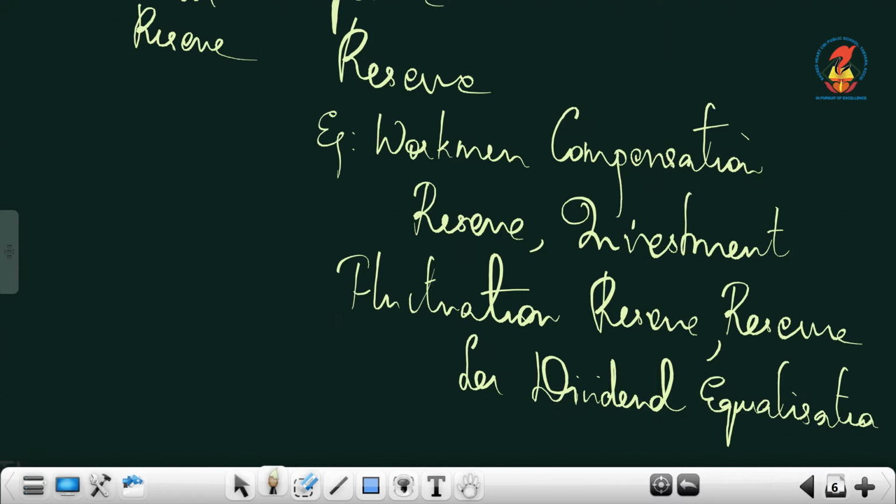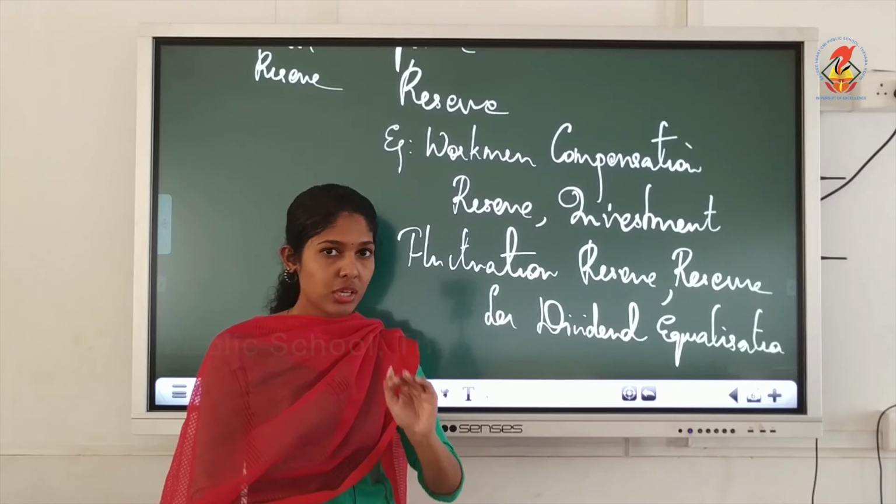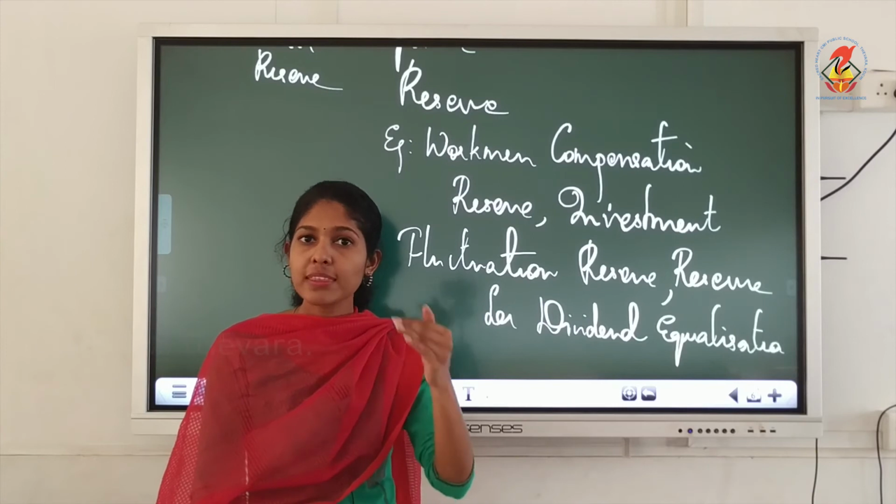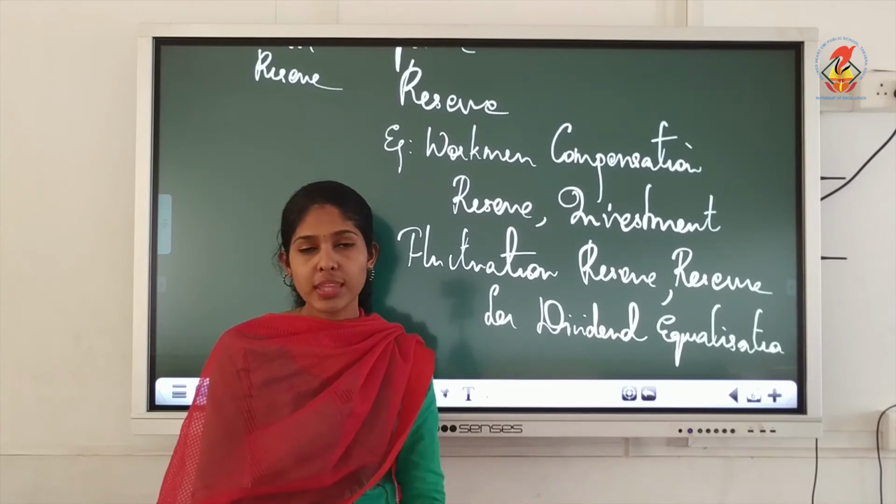Now workman compensation reserve, as the name indicates, is a reserve kept for compensating the workers, for paying compensation to workers. Then investment fluctuation reserve is a reserve to meet the fluctuations. Fluctuations means changes in the value of investment. Then reserve for dividend equalization. Dividend equalization means, we know that we will have to give a return to shareholders, that's called dividend. So we will have to pay them a regular return for what they invest.